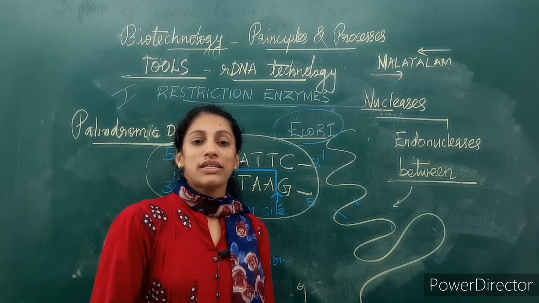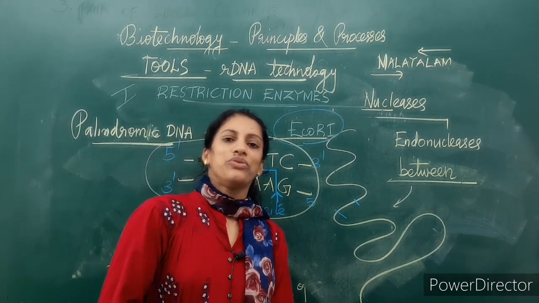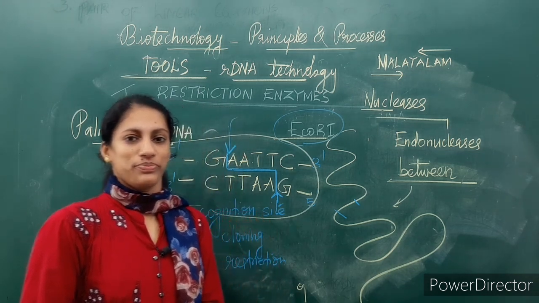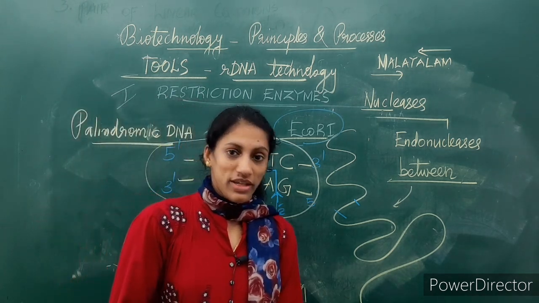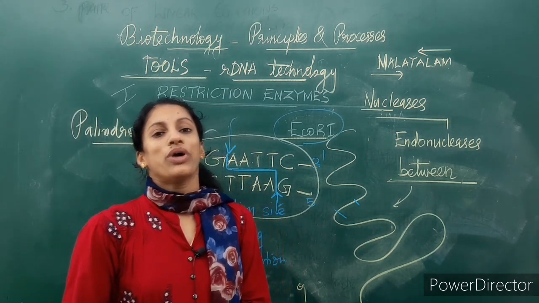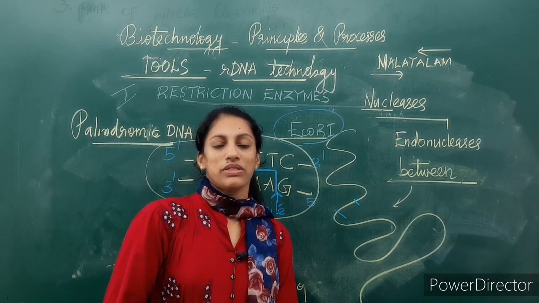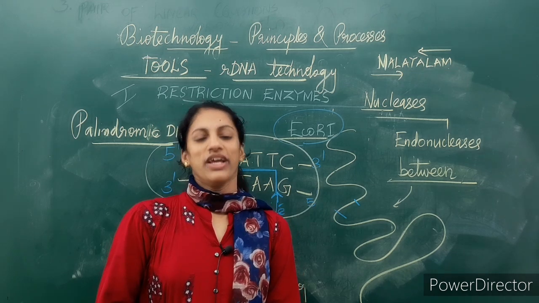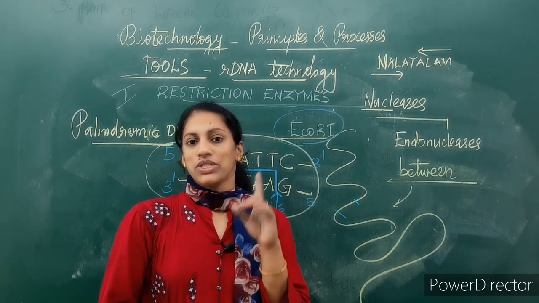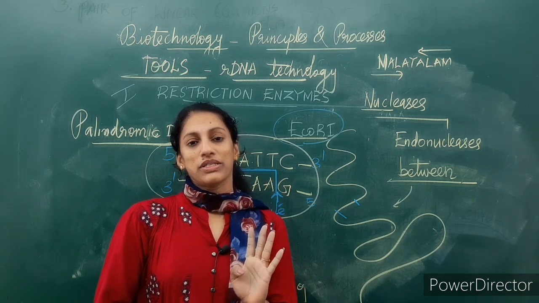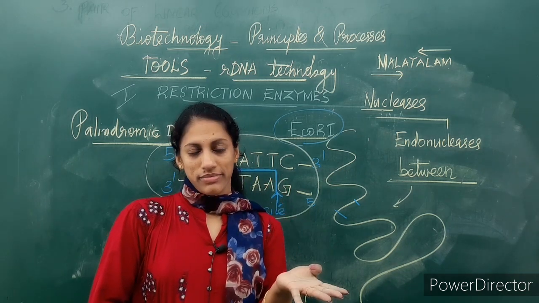Your textbook is asking for some more examples. Try to find them for the next class. Otherwise, if you are not able to find them, I will give them. Your textbook is not giving any other example of a palindrome, but you have an exercise question. You have to find 5 more palindromic sequences of enzymes. Try to find them for the next day.